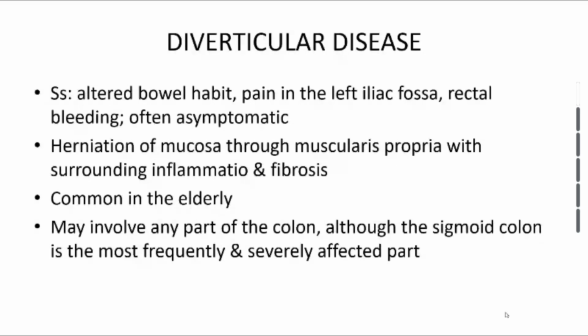So basically, it's herniation of mucosa through the muscularis propria with surrounding inflammation and fibrosis. And mostly it tends to be more common in the elderly. So it may involve any part of the colon, although the sigmoid colon is the most frequently and severely affected. That is why you will feel pain in the left iliac fossa, because that is the rough location where the sigmoid colon is.